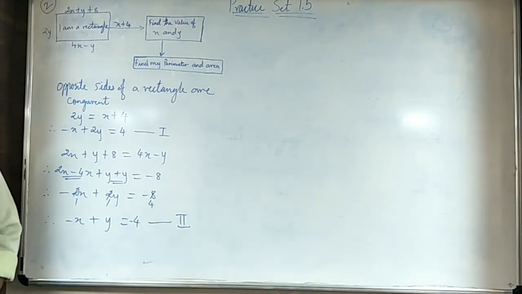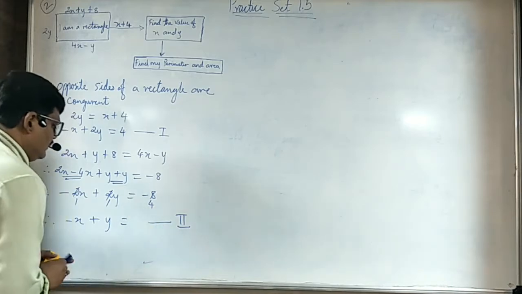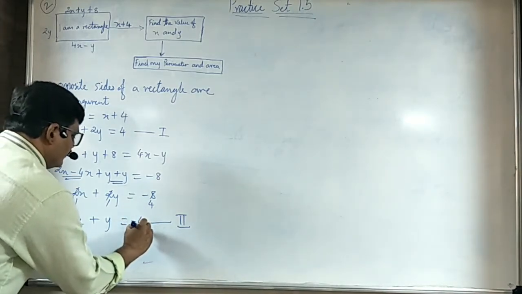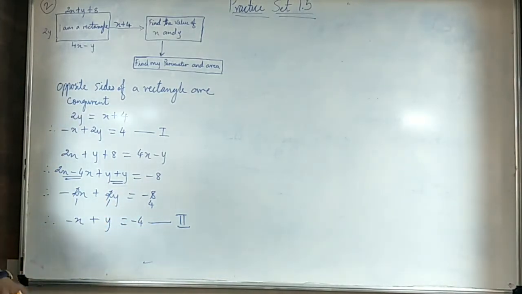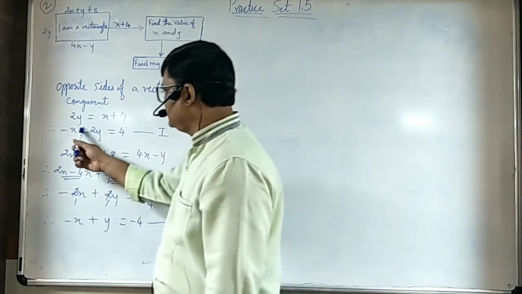Can you see that over there? I'll write it again. It will be here minus 4. I'll write a little for minus 4. That's what I forgot to write over there. So you will be getting minus 4. Now if you see equation number 1 and equation number 2, observe this carefully.